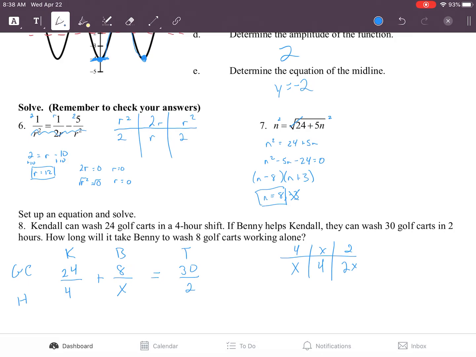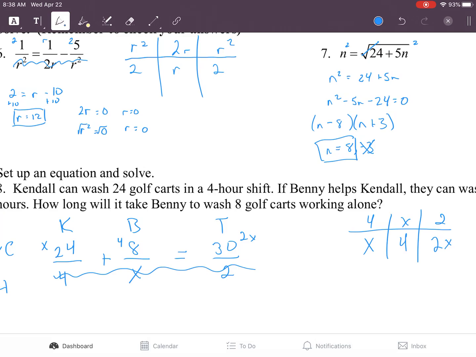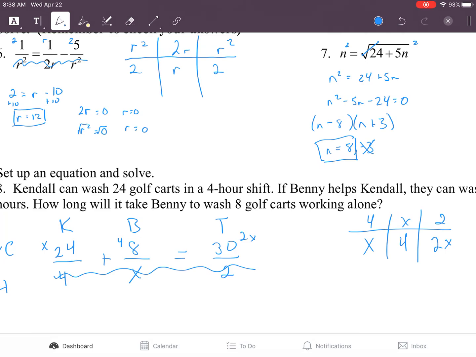Okay, so we're going to multiply the numerators by what was missing in its denominator. So the first one is x, the second one is 4, and the last one is 2x. So now we can cross off these parts. All right, and then we have 24x plus 32 equals 60x.